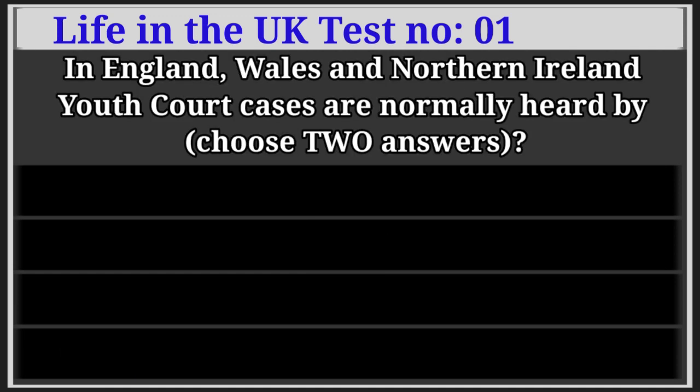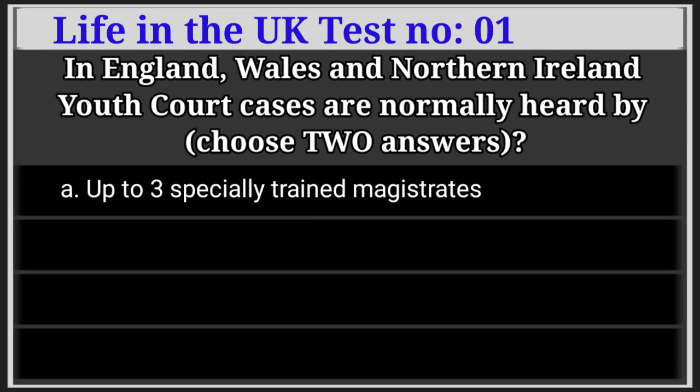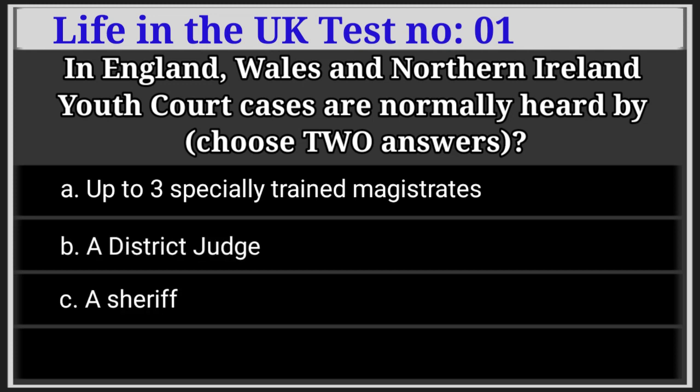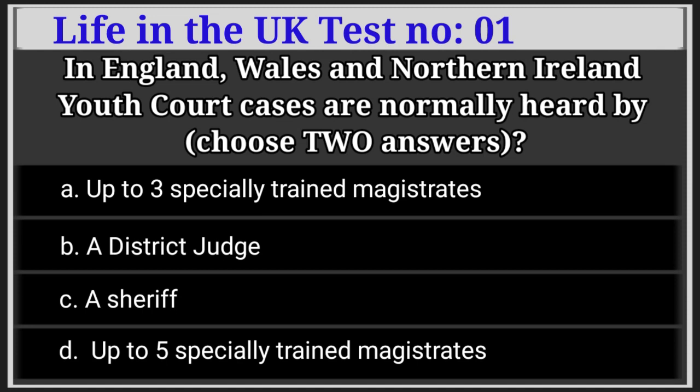Life in the UK test. Question 19 of 24. In England, Wales and Northern Ireland, youth court cases are normally heard by choose two answers. A. Up to 3 specially trained magistrates. B. A district judge. C. A sheriff. D. Up to 5 specially trained magistrates. The correct answers are A. Up to 3 specially trained magistrates.